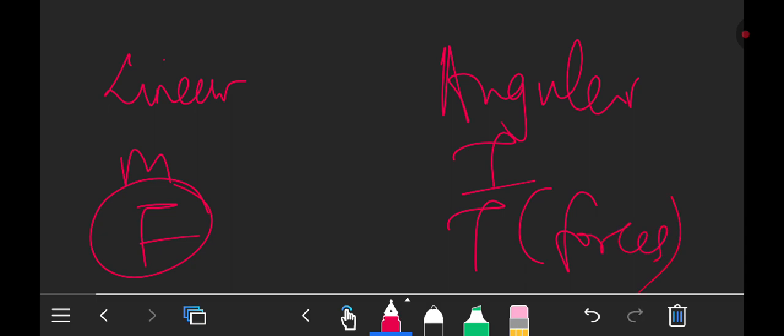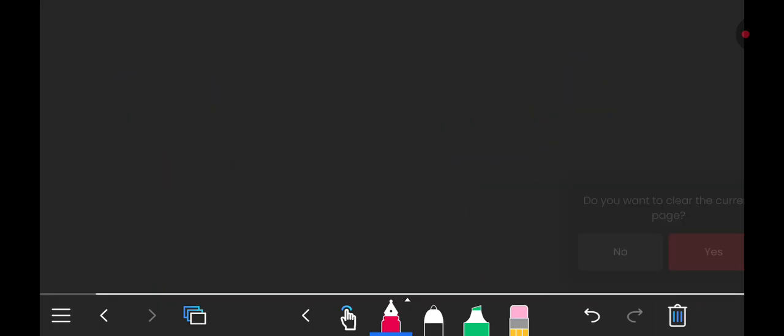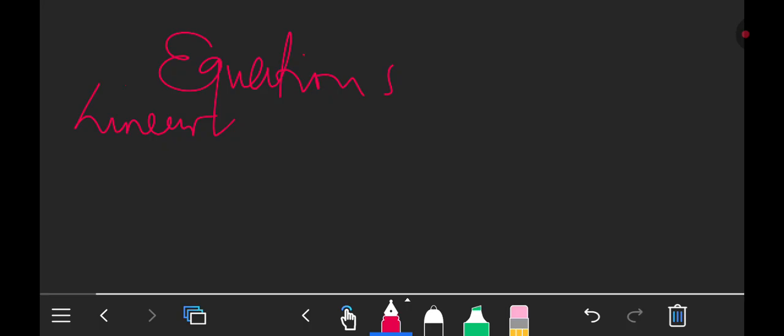It is very important that we understand that, because we'll be using them under equations. Let's look at equations. There's nothing complex. We'll be doing the linear equations, then translating them into angular equations. They're just one and the same. So we have linear there, we have angular.